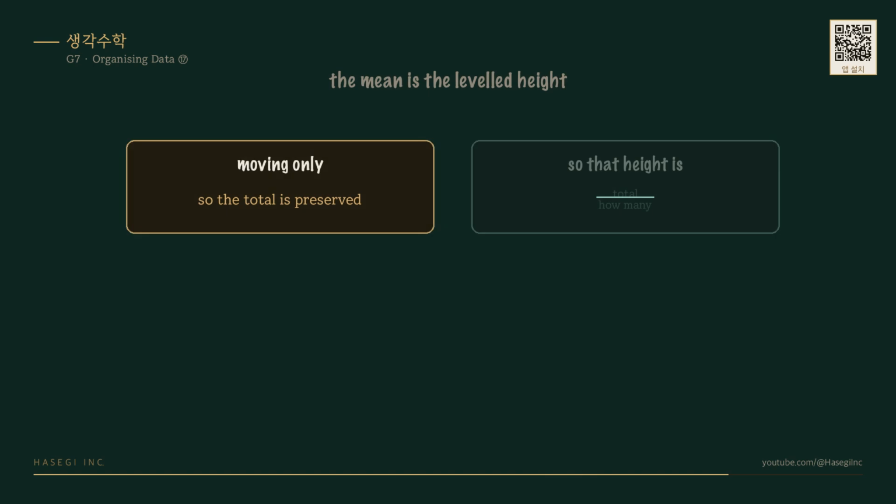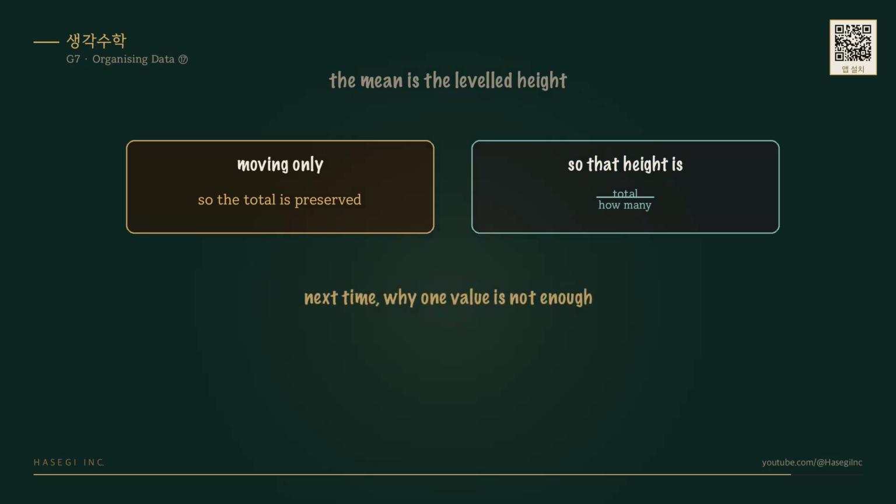So the mean is the height the data settles to when you level it. Only moving is allowed, so the total is preserved. And that is why the height comes out as the total divided by how many.